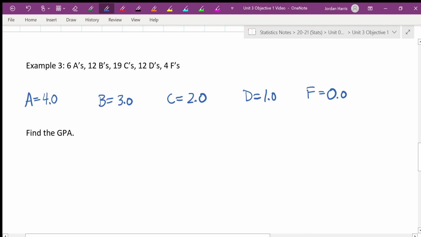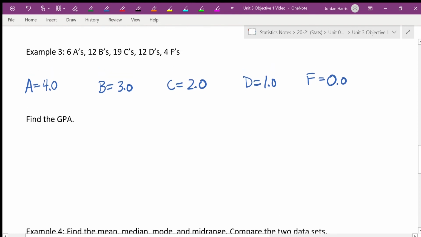Zero point zero, I mean just 0. Okay, so we want to find the GPA of this student. So this student had 6 A's, 12 B's, 19 C's, 12 D's, and 4 F's.